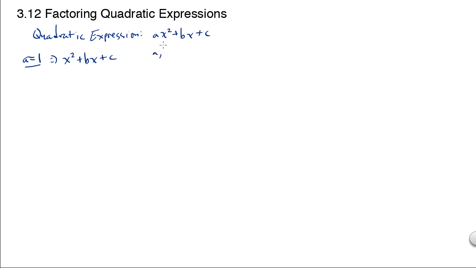So a, b, and c are all real numbers. And here, as we're talking about factoring, they're actually going to be integers even. In general, they can be any real number, but for purposes of factoring, we're going to stick to integers.